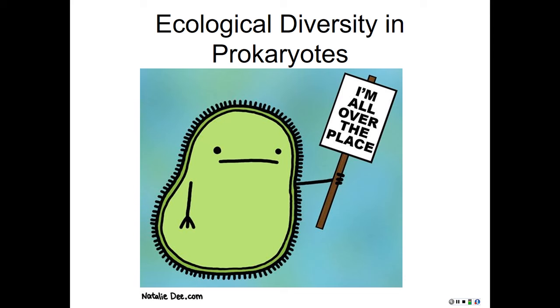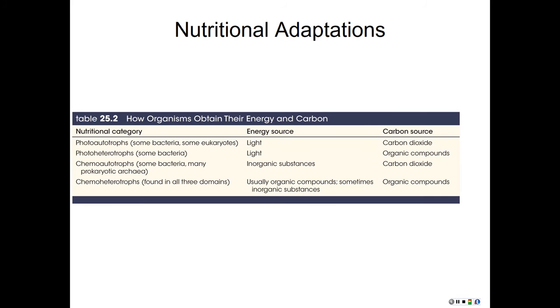And this becomes evident in a few different ways when we look at nutritional adaptations, and when we look at some of their metabolic adaptations. And although they're unicellular, we see tremendous adaptations that allow cooperation among members of the same species, or sometimes even members of different species. So they really do it all. We're going to talk first about nutritional adaptations.